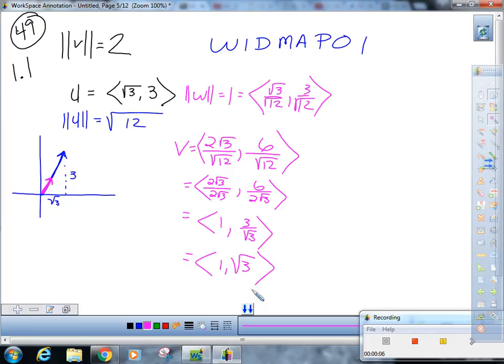Got it? So we had to find a unit vector and then multiply it by 2. Boom!